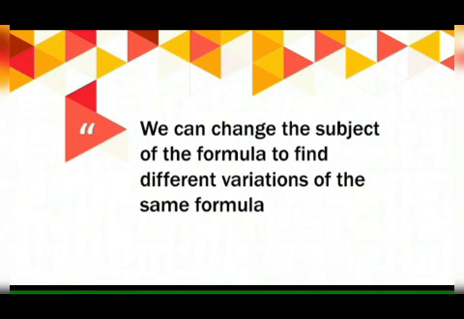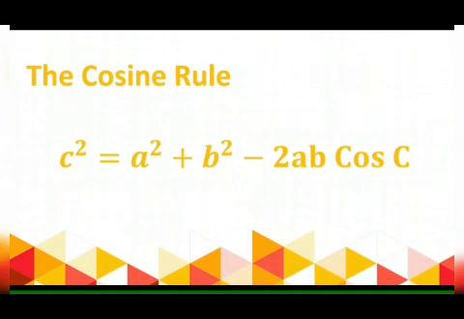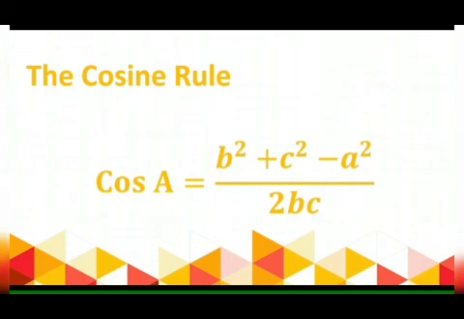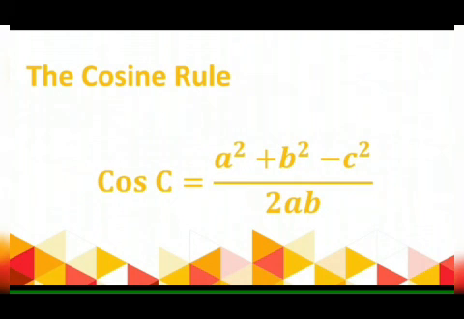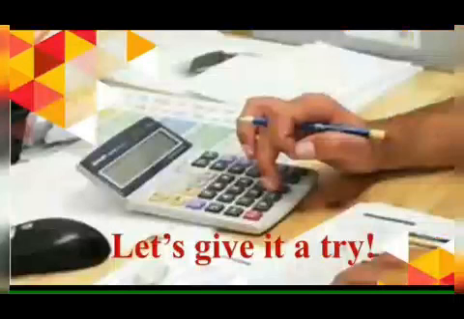Using a formula with a different arrangement can give us the same results. We can do this by changing the subject of the formula, such that it comes out in different ways, like the following. The cosine rule is used when we're given two sides and an angle, or when we're given three sides.